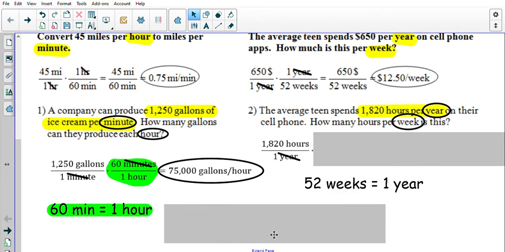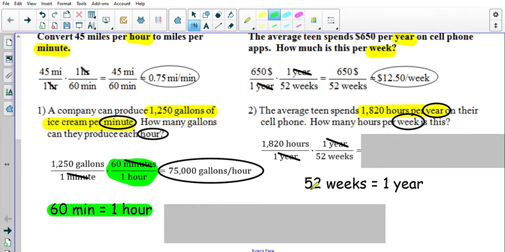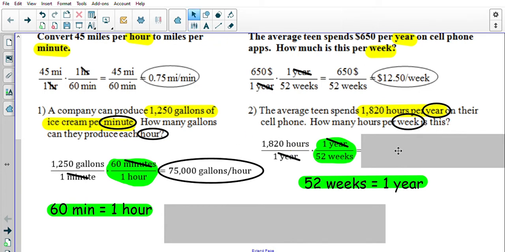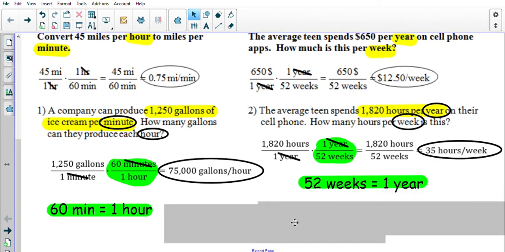1 year is 52 weeks. Years is on the bottom, so our 1 year is going to go on the top. Again, this conversion factor is one of our fractions, 52 weeks, 1 year. Just need to know what goes where. So 1 year is 52 weeks. The years cross off, so we have 1,820 hours on the top, 52 weeks on the bottom. We divide to get our solution, and we will get 35 hours per week.